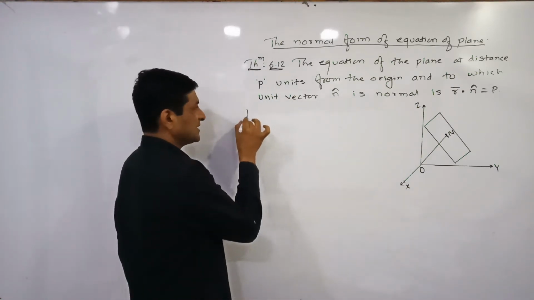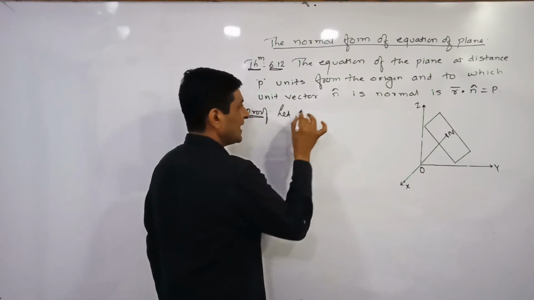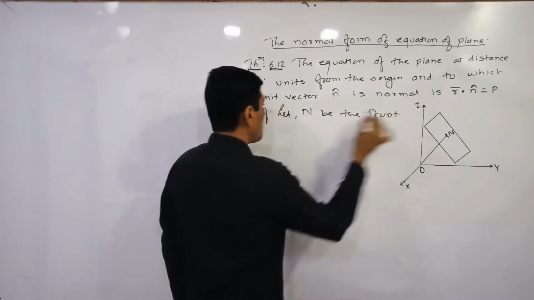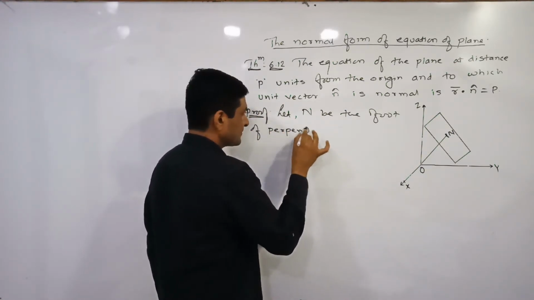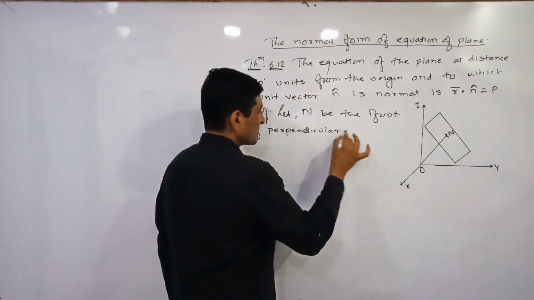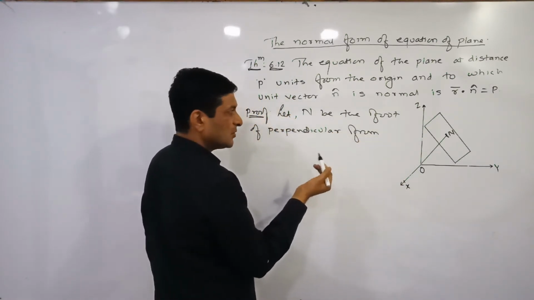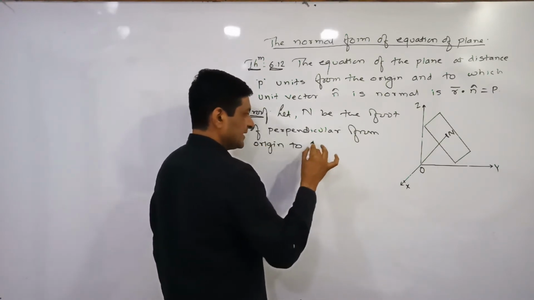First we are supposing that let N be the foot of perpendicular from origin to the plane.